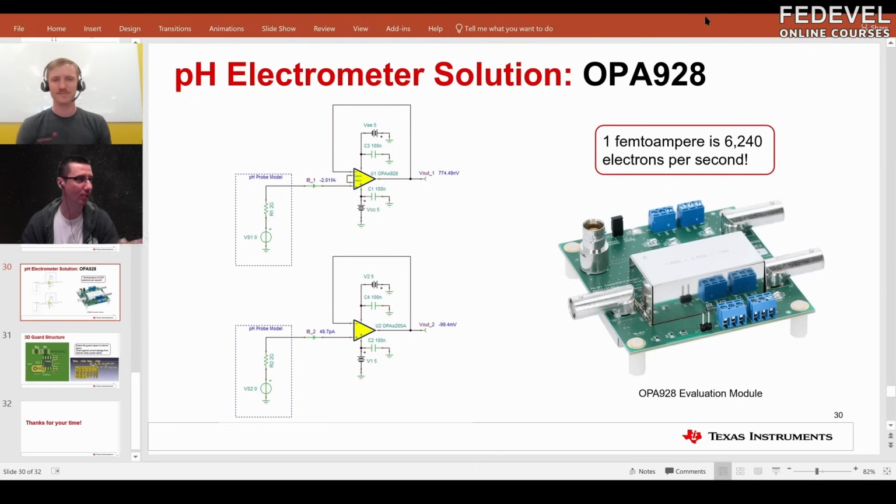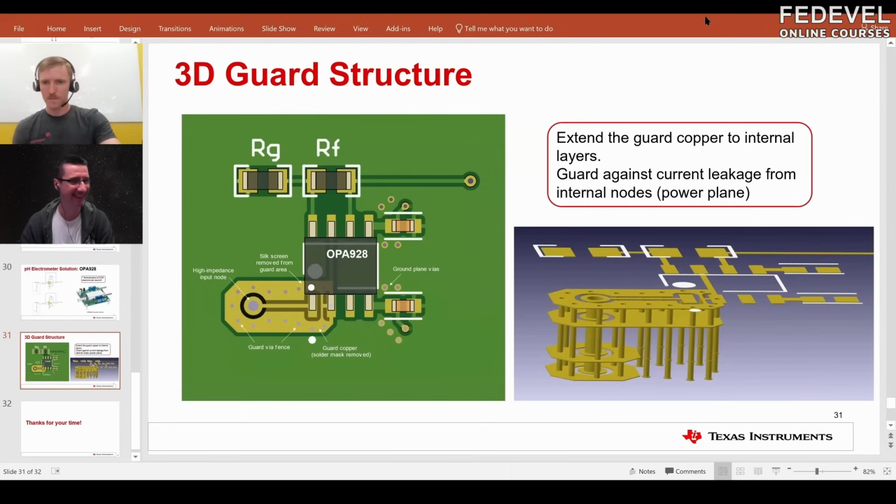Okay. So what do you have on your slides? Let's talk about this a little bit. I see there is layout on page number 31. Can we have a look at the layout?